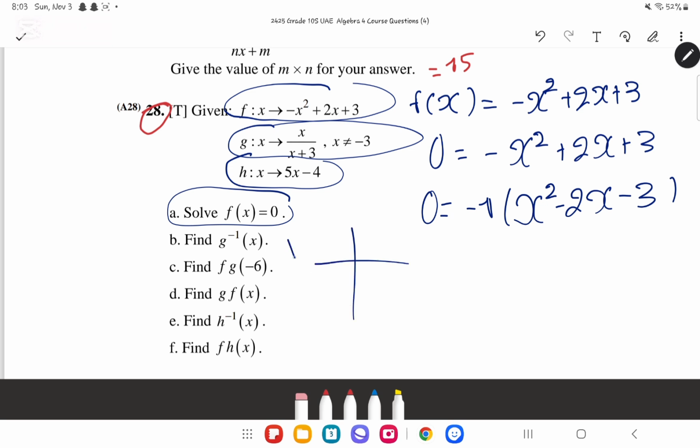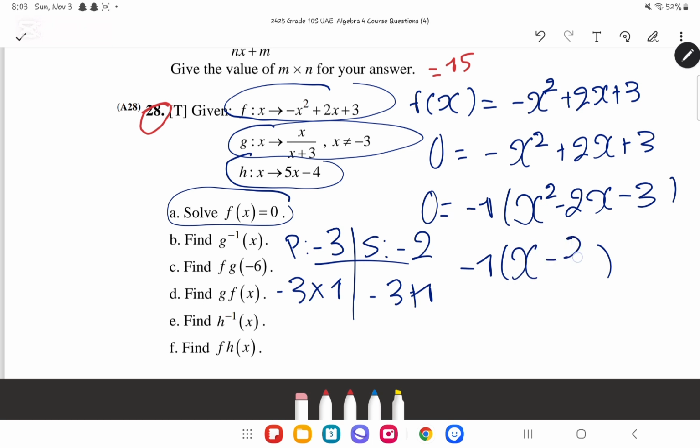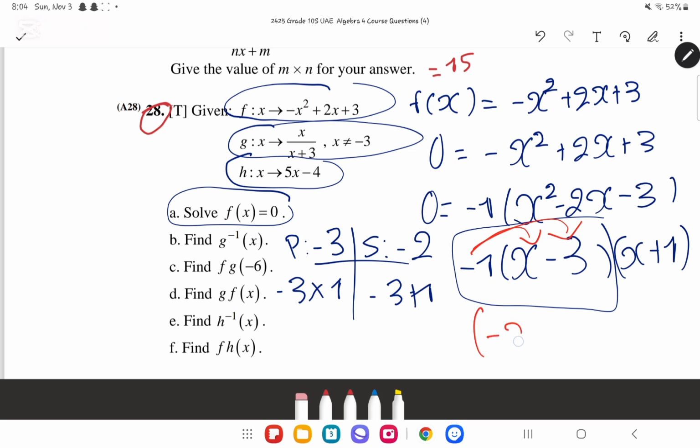Now we factor it by doing the product-sum method. Product of -3 and the sum of -2, it's definitely -3 times 1 and -3 + 1. So now it becomes -1 times (x - 3) times (x + 1). So now you only multiply this one by the -1. This becomes -x and this becomes +3. So then it becomes (-x + 3) times (x + 1).